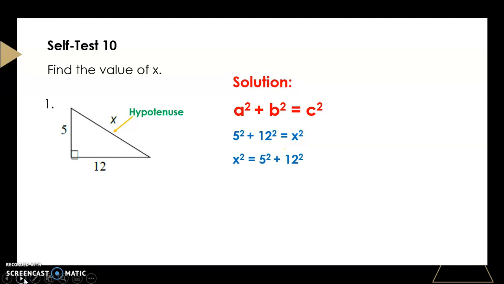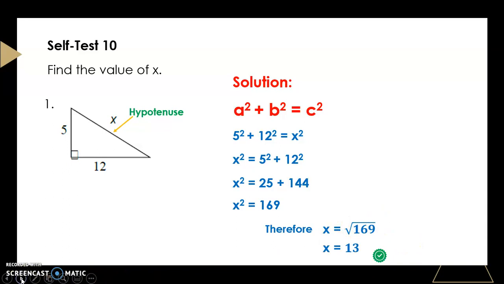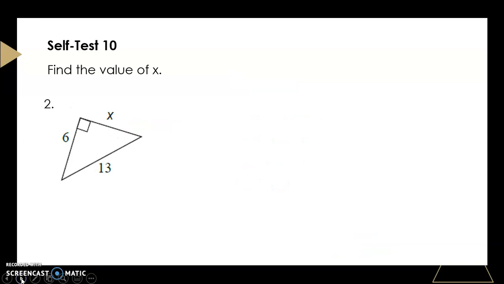So, I'm just going to transpose: x squared is equivalent to 5 squared plus 12 squared. When I expand, 5 squared is 25, 12 squared is 144, and x squared is 169, but I want the value of x. Therefore, x is equivalent to the square root of 169. You're going to get x is equivalent to 13. Okay, very easy, right? Okay, we try another one, self-test number 2.